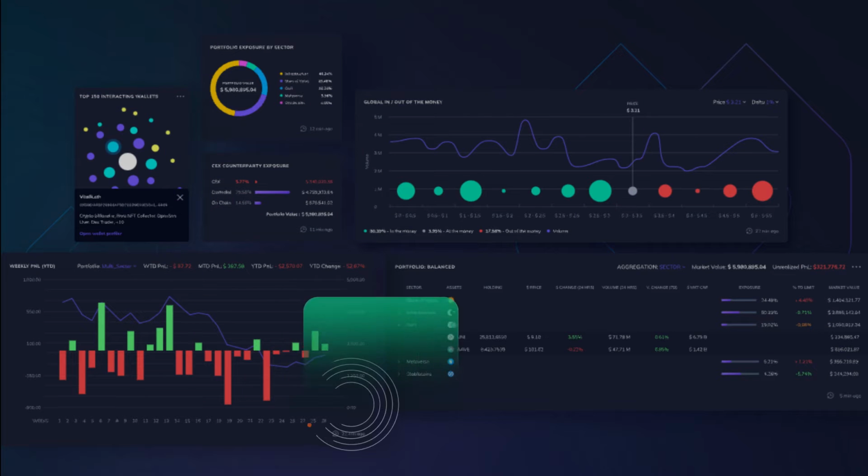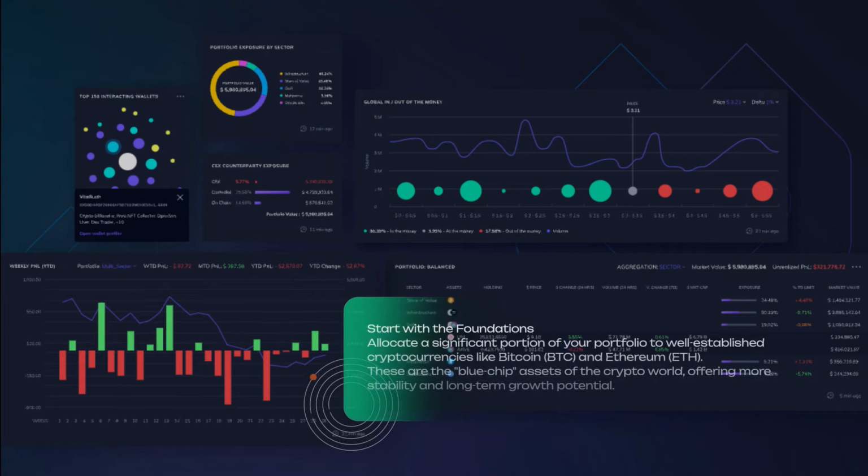Start with the foundations. Allocate a significant portion of your portfolio to well-established cryptocurrencies like Bitcoin, BTC, and Ethereum, ETH. These are the blue-chip assets of the crypto world, offering more stability and long-term growth potential.